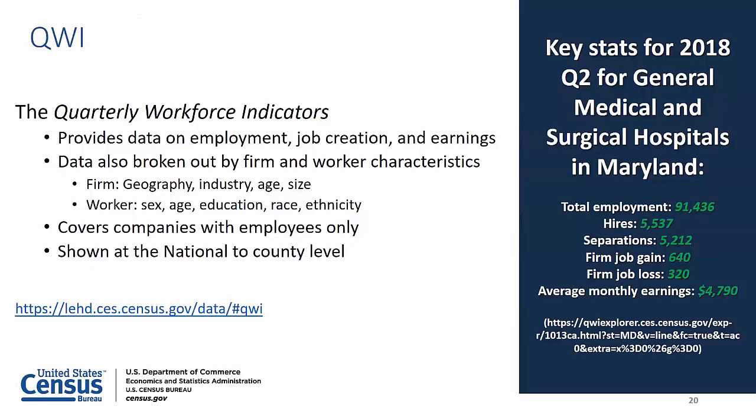So we can see that general medical and surgical hospitals in Maryland had about 91,436 employees in the second quarter of 2018. In that quarter, they hired about 5,537 employees, and about 5,212 employees separated, left their job. That translates to a firm job gain of about 640 employees, or a firm job loss of about 320 employees. The average monthly earnings for those employees was about $4,790. And again, I've provided the link here for you to learn more and drill into this data in more detail.